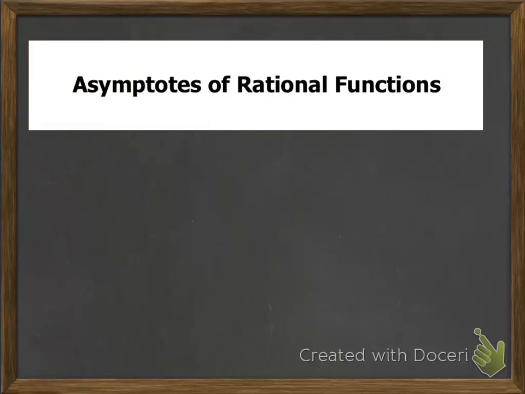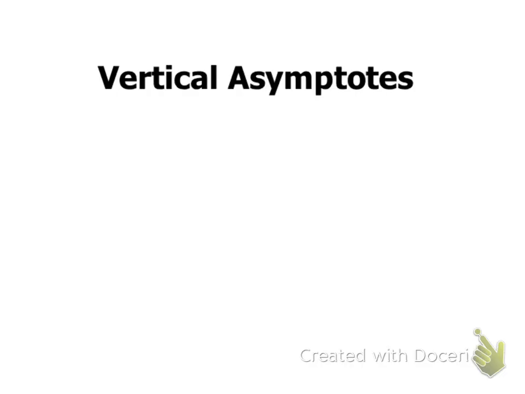We're going to look at finding asymptotes of rational functions. So first, we need to talk about vertical asymptotes. Remember that a vertical line is an x equals line. So your equation for your vertical asymptotes will always be x equals some number.